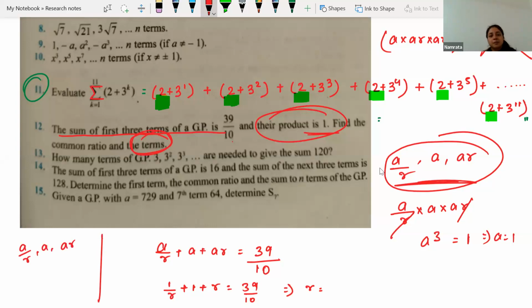Getting it, Lena? Yes, ma'am. This is how we will be considering the terms. Whenever the terms are given, this is how, like 3 terms, 4 terms, or whatever is asked, we will be assuming it. Let's move ahead.